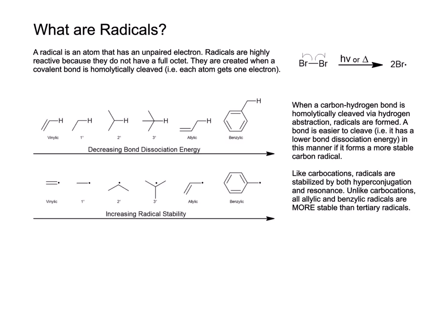This image shows the relationship between bond dissociation energy and increasing radical stability. When a carbon-hydrogen bond is homolytically cleaved via a hydrogen abstraction, radicals are formed. A bond is easier to cleave, that is, it has a lower bond dissociation energy, in this manner if it forms a more stable carbon radical. Like carbocations, radicals are stabilized by both hyperconjugation and resonance. Unlike carbocations, all of the allylic and benzylic radicals are more stable than the tertiary radicals.